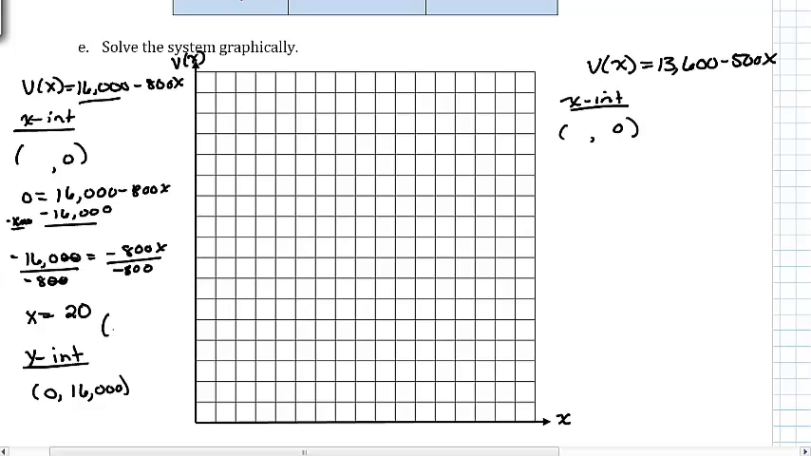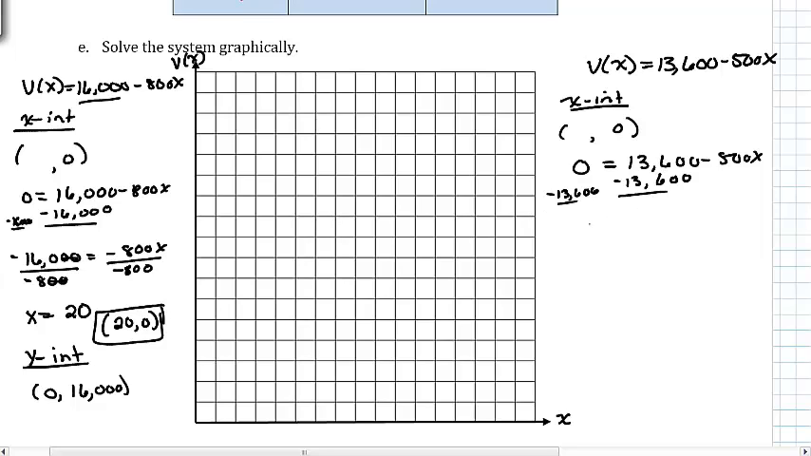So this was 20, 0. So do the same thing. Replace the v of x with 0. Gives us 0 is equal to 13,600 minus 500x. Subtract the 13,600 from both sides. We get negative 13,600 equals negative 500x. Divide by negative 500 on both sides.